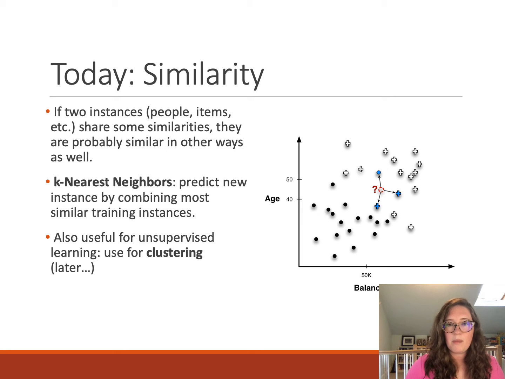Nearest neighbor models use the idea of similarity instead, so it's a little bit of a different approach to classification. The underlying idea for similarity is that if two instances, for example, people or items or whatever we're trying to classify, share some similarities, they're probably similar in other ways as well. The k-nearest neighbor algorithm predicts the classification of a new instance by combining the y values for the most similar training instances. The idea of similarity is also very useful in unsupervised learning. And when we come back to clustering later in the semester, we'll see similarity come up again.